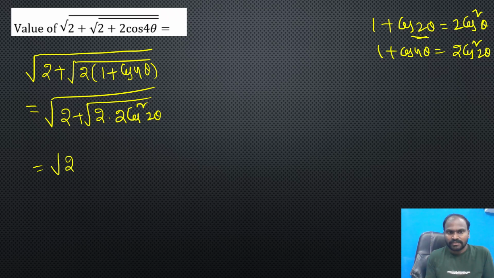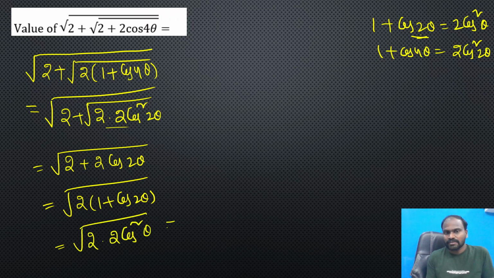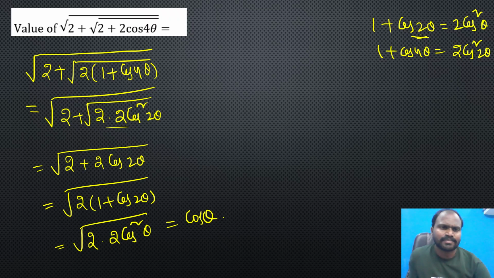So which is 2 plus what? 4 cos square 2 theta, which is 2 cos 2 theta. So again 2 common, I have 1 plus cos 2 theta. Again for 1 plus cos theta we have the formula, which is 2 cos square theta. Now 4 cos square theta becomes 2 cos theta. Like this we can play. Right? So if you know the formulas, we can play with it now. Definitely. Okay?